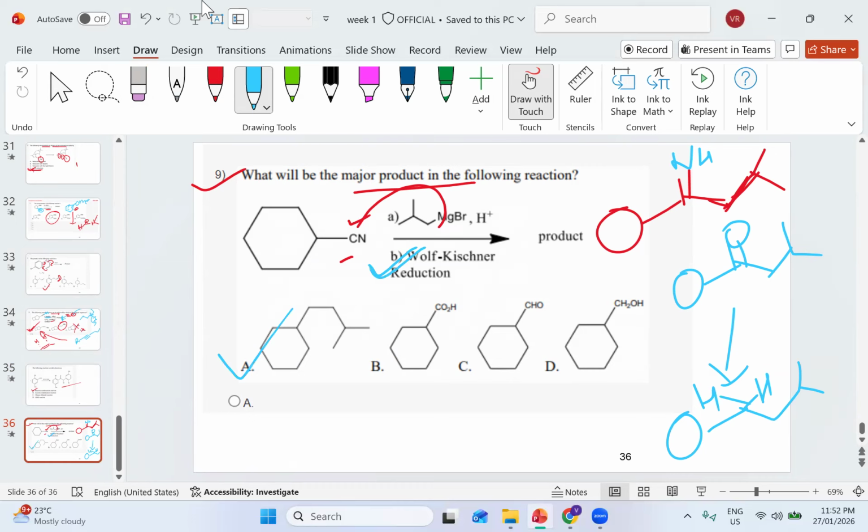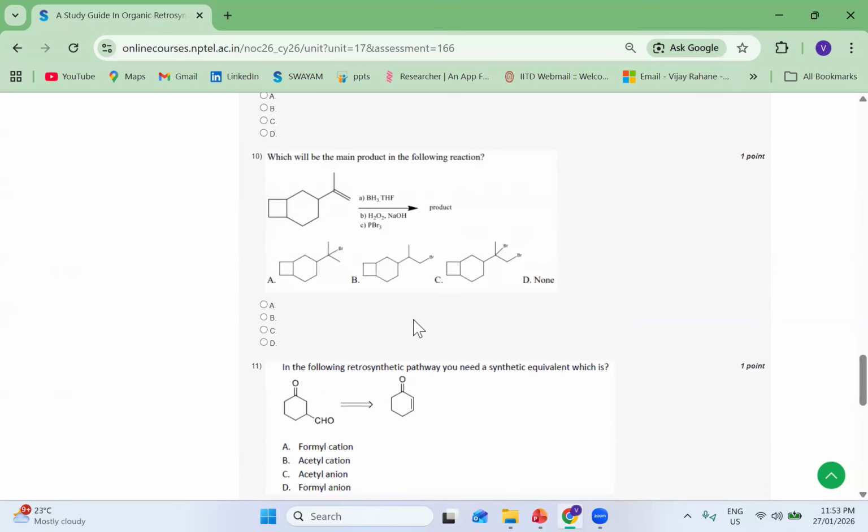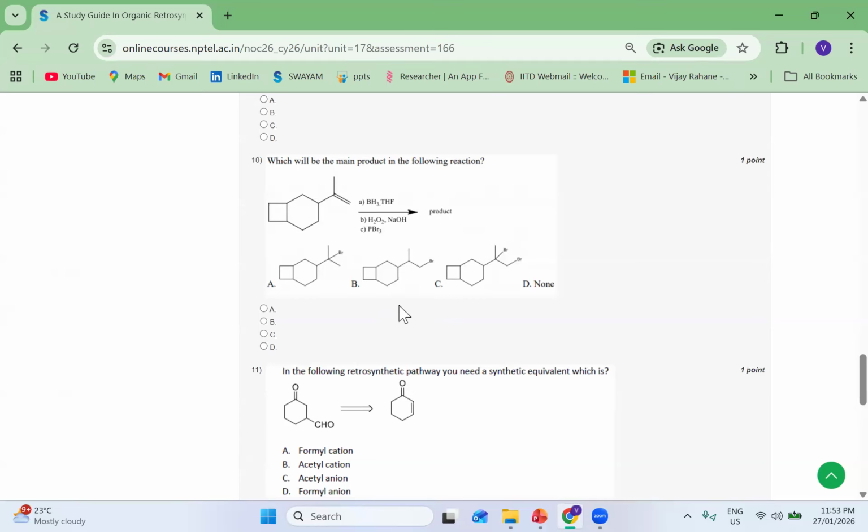So like this, you should be able to solve all the questions. Just play with these syntheses, take pen and paper and try to draw the mechanism. Then you will understand more and more. Similarly, there are the 11th and 12th questions. The 11th question is BH3·THF. So basically the BH3 addition takes place, and then there will be addition of H2O2, NaOH, and then PBr3.